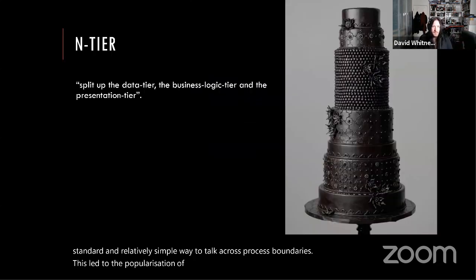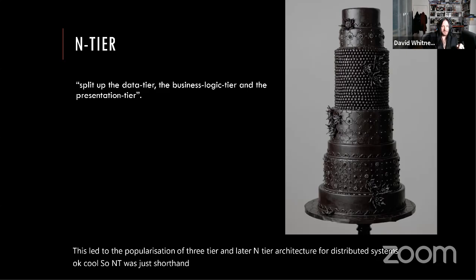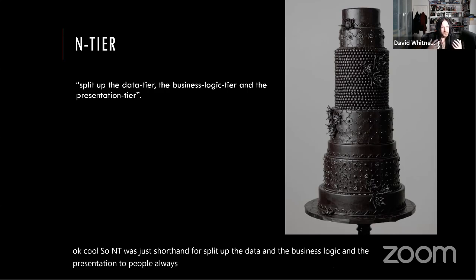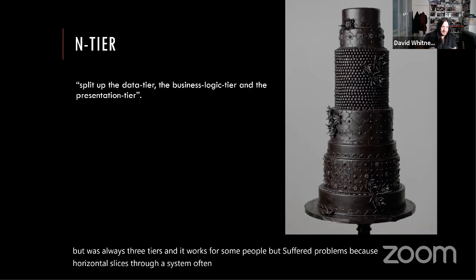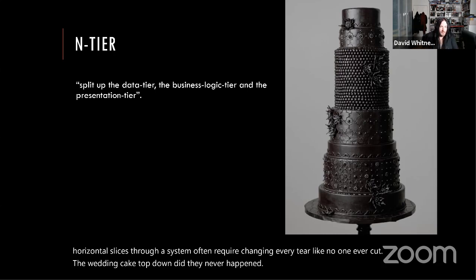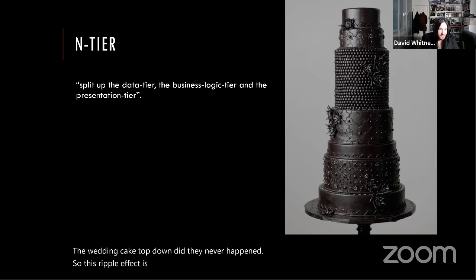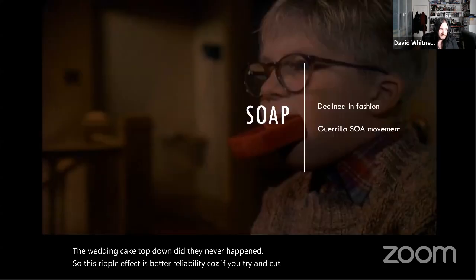Okay, cool. So N-tier was just shorthand for split up the data and the business logic and the presentation tier. People always called it N-tier with this wonderful aspiration that it had more than 3 tiers, but it was always 3 tiers. And it worked for some people, but it suffered problems because horizontal slices through a system often required changing every tier. Like no one ever cut the wedding cake top down, did they? Like never happened. So this ripple effect is bad for reliability because if you try and cut a wedding cake top down, it falls over.